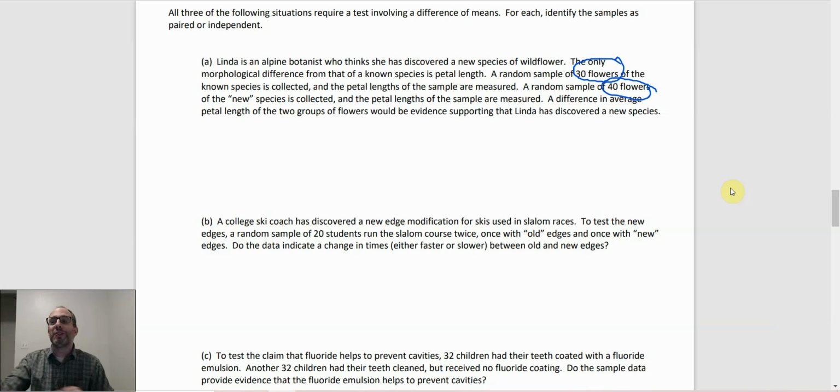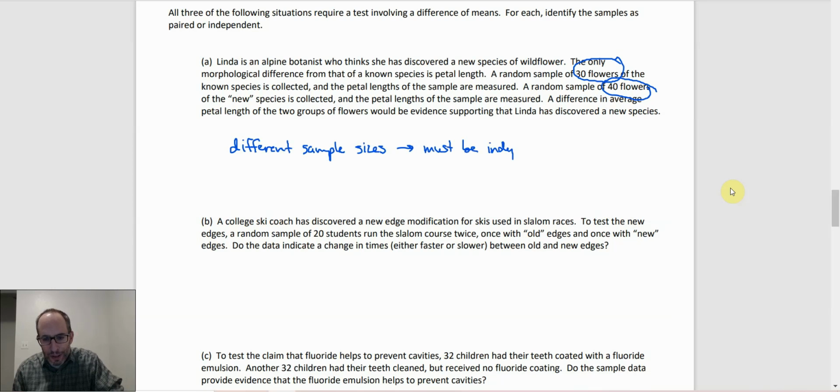And since they're different sizes, that's a gigantic red flag that would automatically mean you'd have to have independent samples, right? So different sample sizes, you can't pair everything up. So that's what I would be looking at right away. And I would be thinking, well, if you have different sample sizes, there's no way you got paired data. So different sample sizes, we'll just say must be independent.